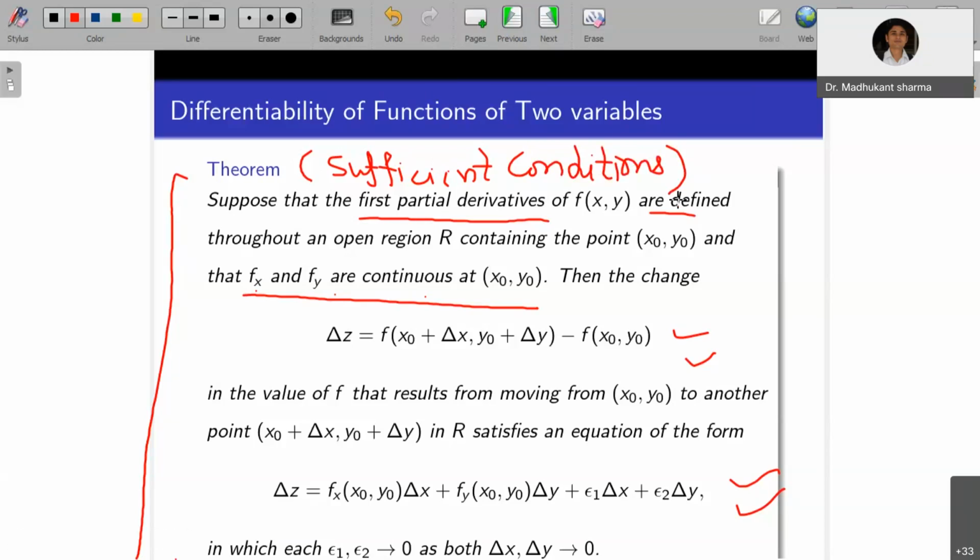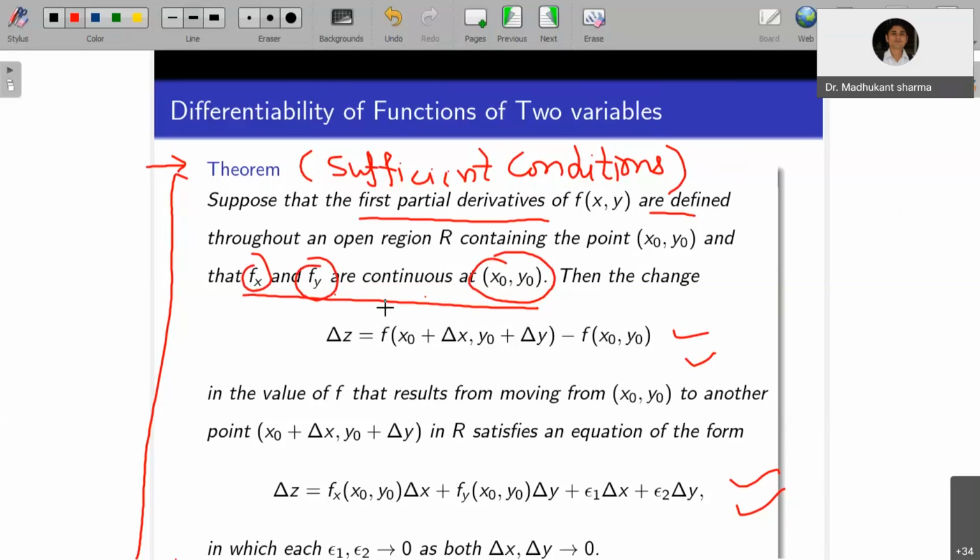One student also emailed asking how to verify that a function of two variables is differentiable. Here is the result: you need to check the continuity of the first order partial derivatives. If you are able to verify that the first order partial derivatives are continuous at the point x naught, y naught, then you can straightforwardly refer to this theorem, or immediately treat it as a definition, and say that this function is differentiable.